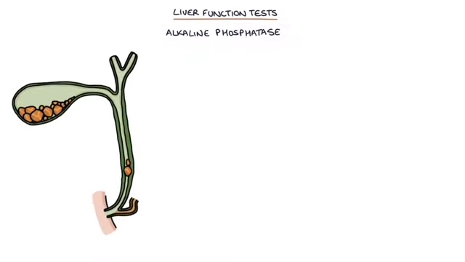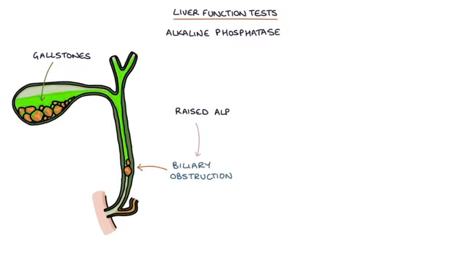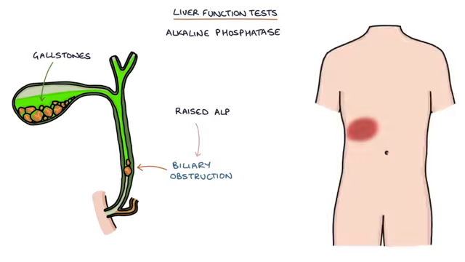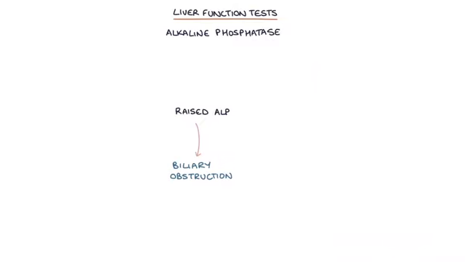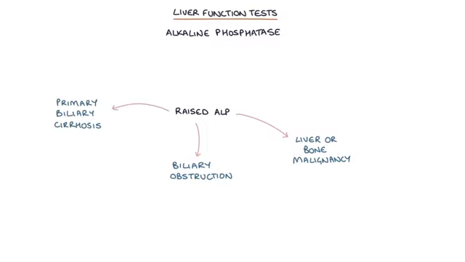In the context of gallstones, a raised ALP result is consistent with biliary obstruction, or obstruction of flow of bile through the biliary system, if it's also accompanied by right upper quadrant pain and/or jaundice. A raised alkaline phosphatase can also be caused by liver or bone malignancy, primary biliary cirrhosis, Paget's disease of the bone, and many other things.